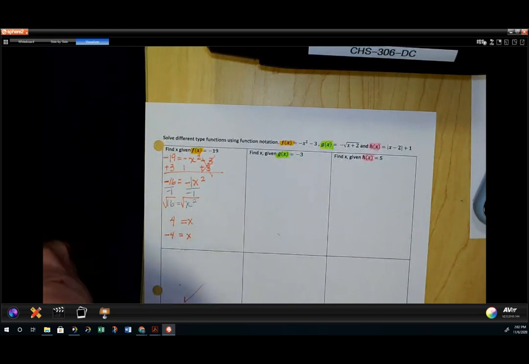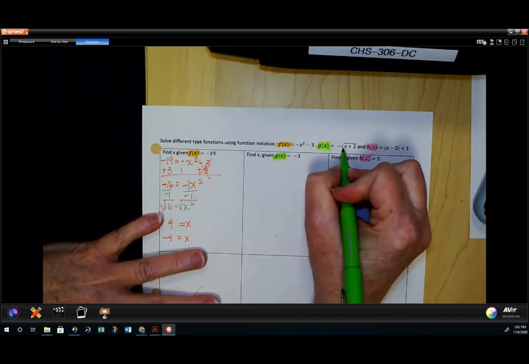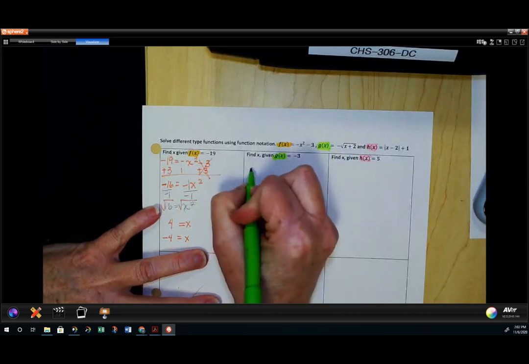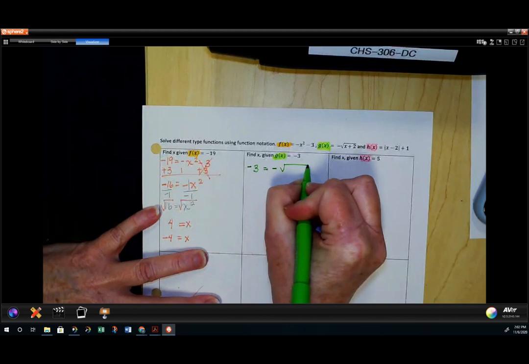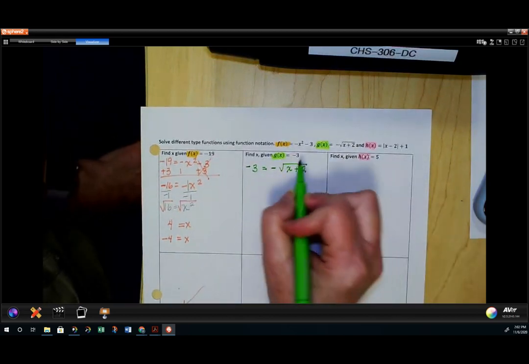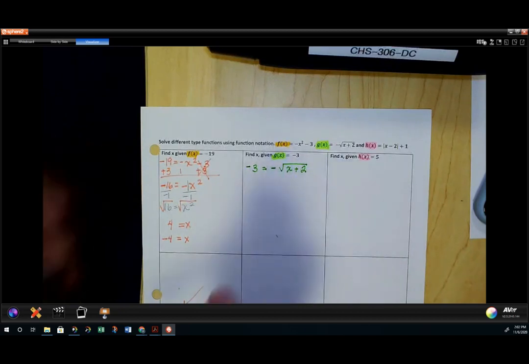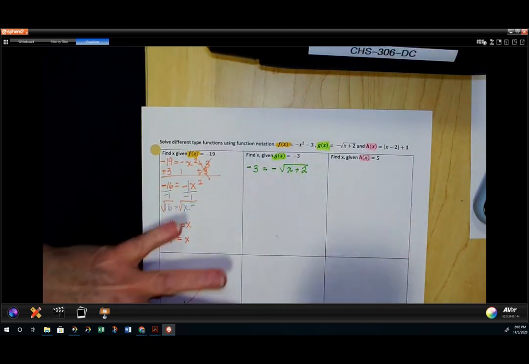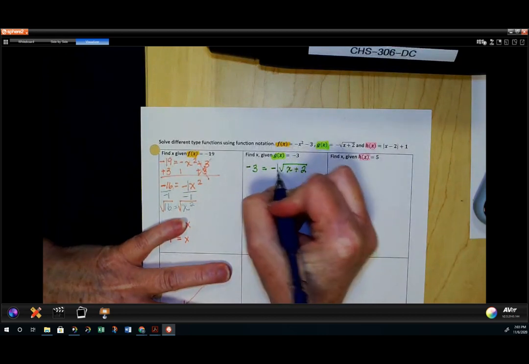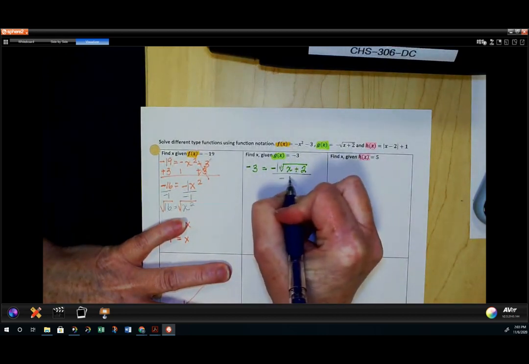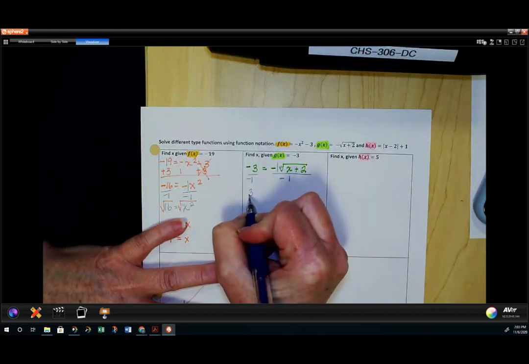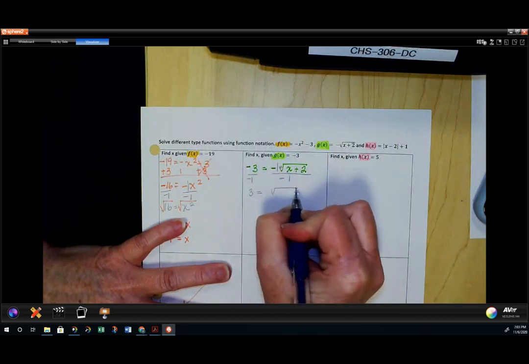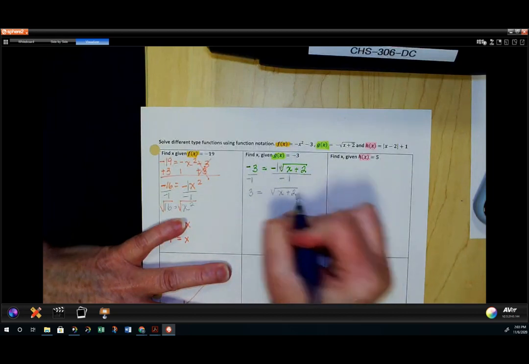So this next one, this time I'm gonna use function g. So function g of x is equal to negative square root of x plus 2, and g of x is -3. So now what happens is, again, we've got this little -1 right here. So this is -1 times. So I'm going to divide by -1. -3 divided by -1 is +3. So now I've got the square root of x plus 2.